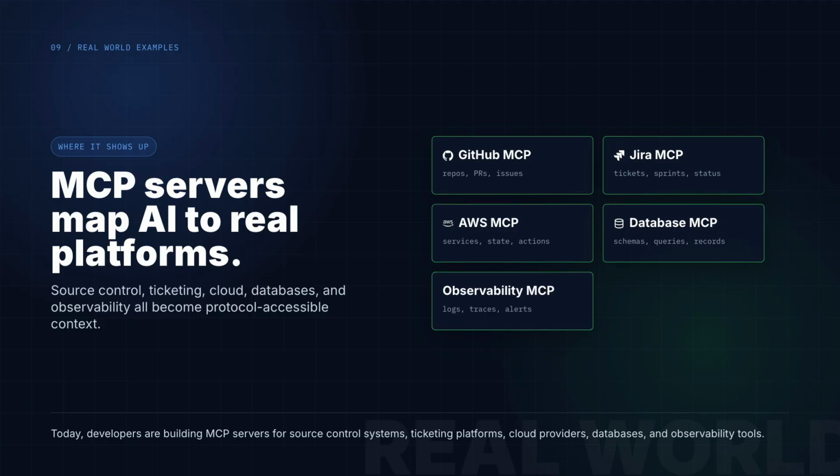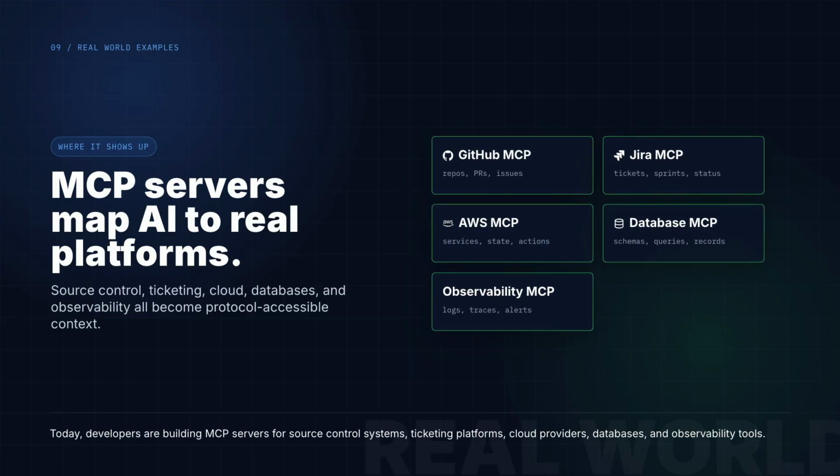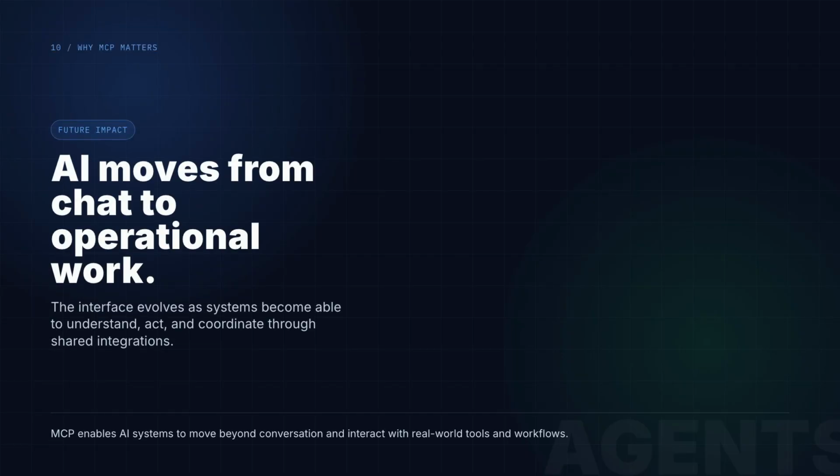That is the key. MCP does not replace your tools. It creates a standard way for AI systems to integrate with the tools your team already depends on. This is why MCP matters. AI is moving beyond simple chat. The first phase was chatbot: ask a question, get an answer. Then came assistant: help me write, summarize, and reason. Now we are moving towards systems that can participate in real workflows.